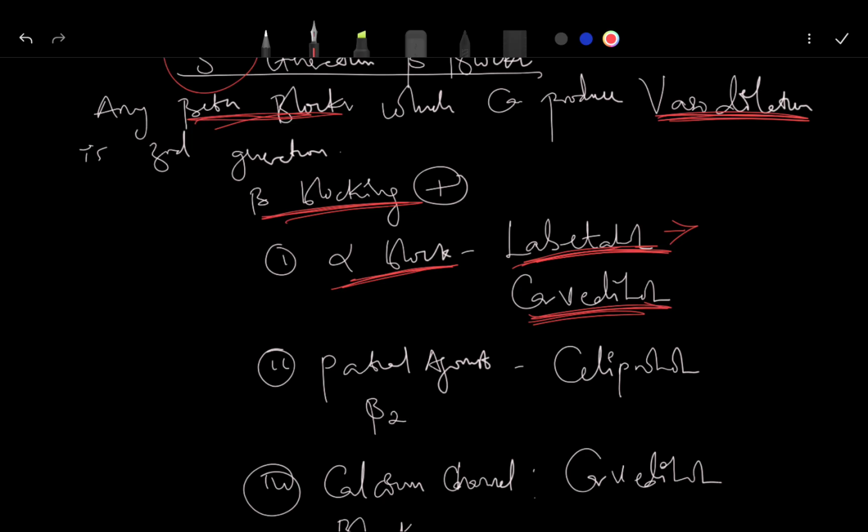That's why labetalol is very useful in a hypertensive emergency. Labetalol is also used in hypertension in pregnancy. So labetalol, take note of this. It is an alpha 1 blocker and at the same time a beta blocker. That's why it's a third generation beta blocker. Then we have carvedilol also.